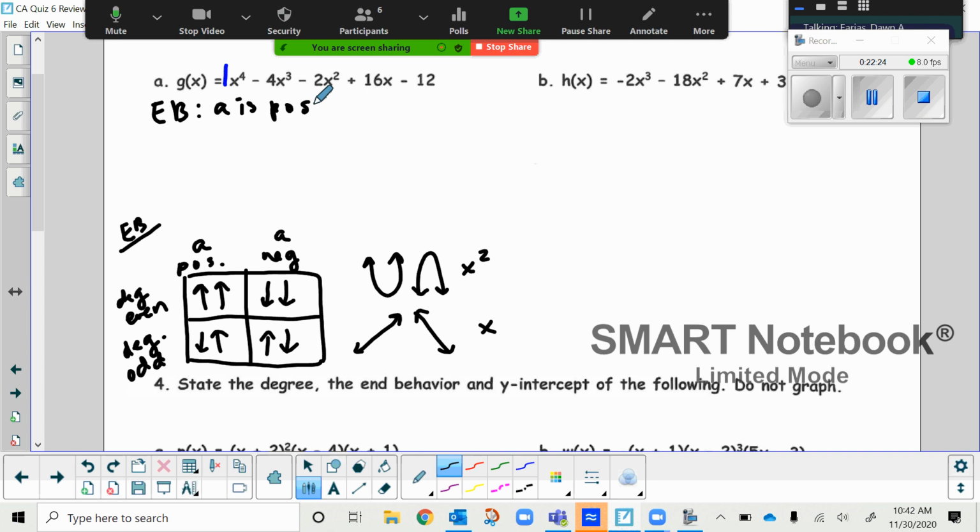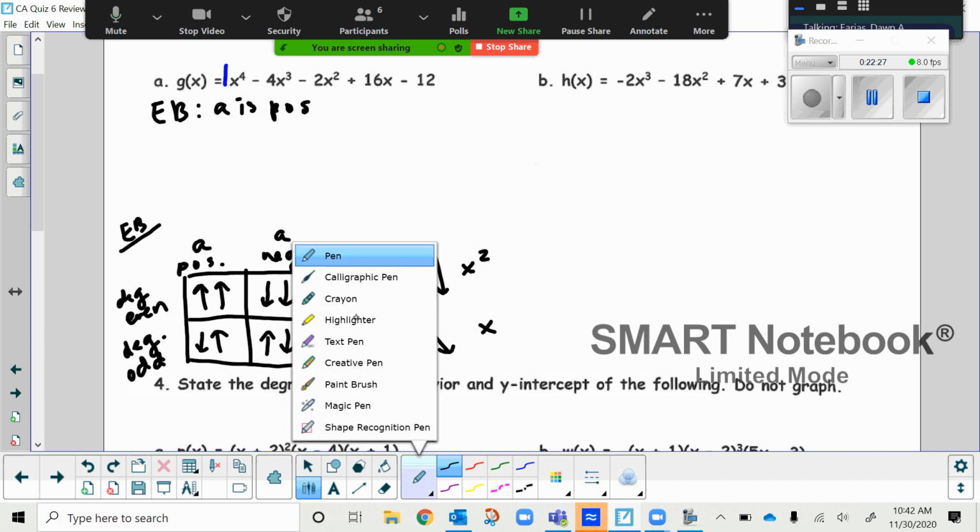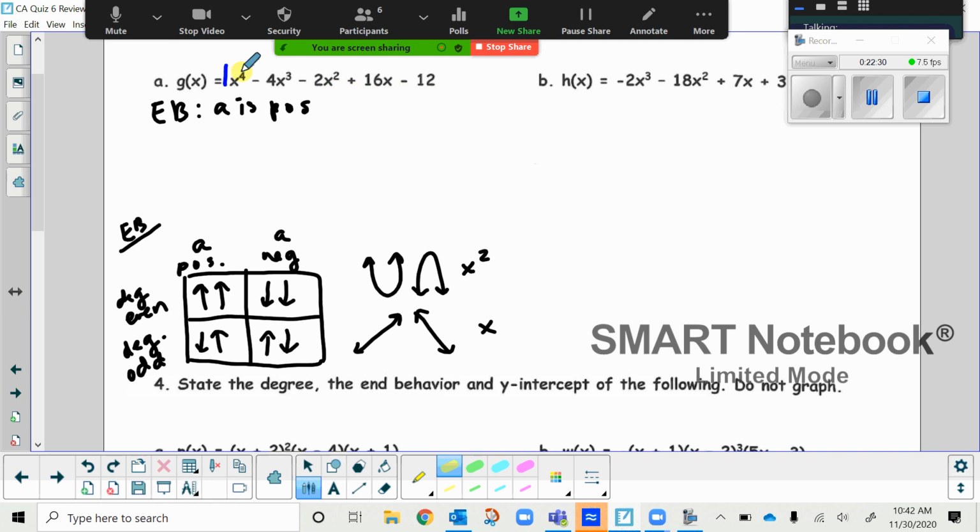The second thing we need to know is whether the degree is even or odd. Well, what is the degree here? 4, from that 4 right there. Yes, it's even. So A is positive and the degree is even. What does that mean for my end behavior? Up, up. What's the second thing the problem is asking me for, though?